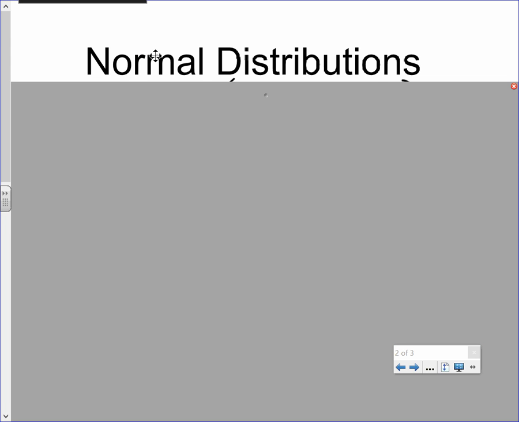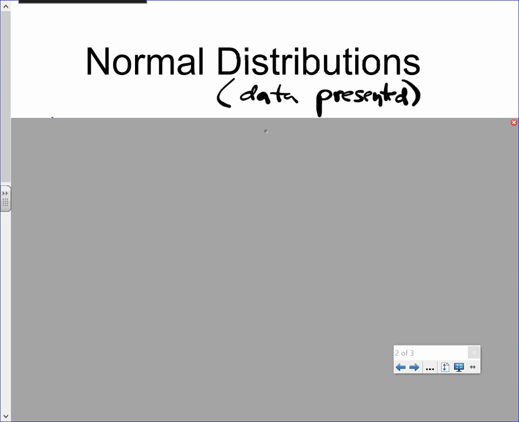Ever since last week, you've been hearing me say this word distribution. Just for the sake of understanding, in parentheses, you have this title on your notes now. In parentheses, go ahead and write data that's presented. Data presented is what distribution means. Data presented. And what I mean by presented, I mean in an organized way.